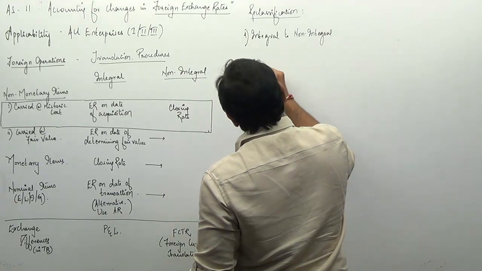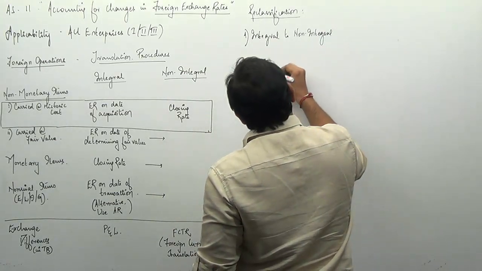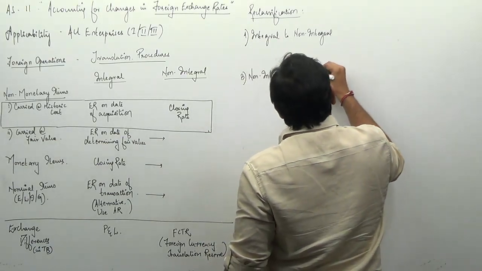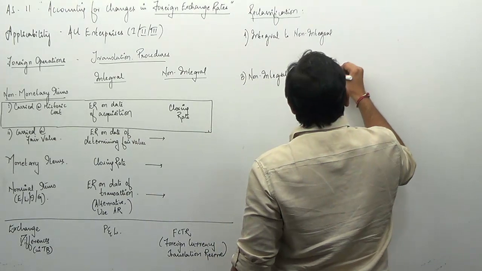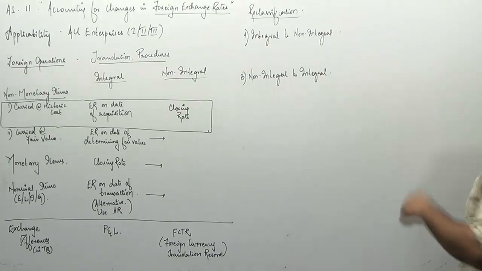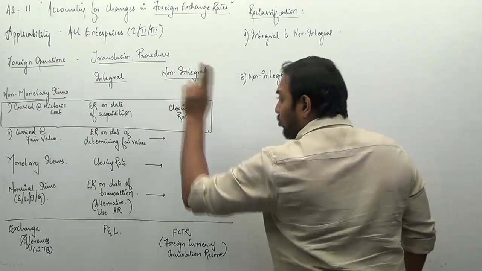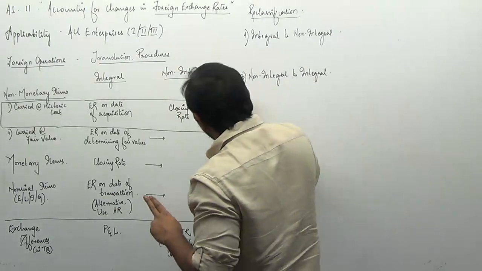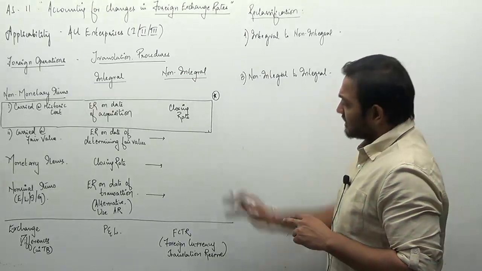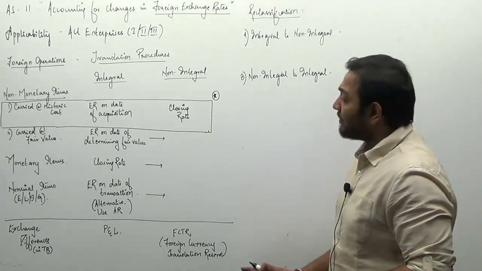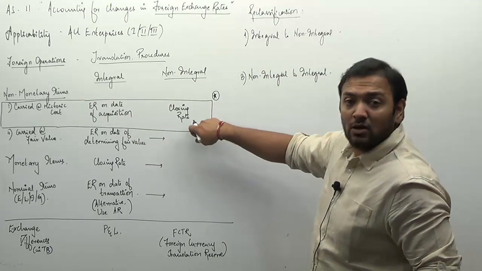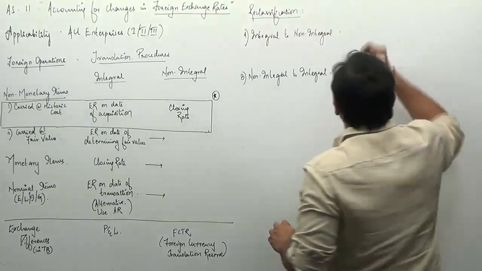Second one, from non-integral to integral. When there is a reclassification from an integral to a non-integral operation, what is the only point of difference between integral and non-integral? Only the non-monetary items carried at historic cost. Remaining everything classification was always the same. Items translated at the exchange rate on acquisition should now be translated using the closing rate. That is the only point of change.